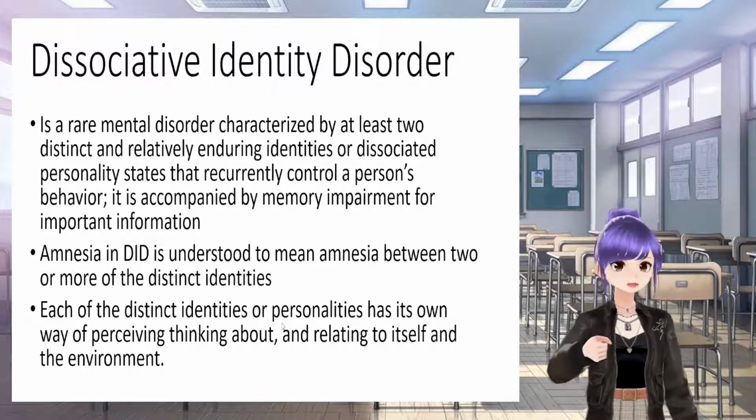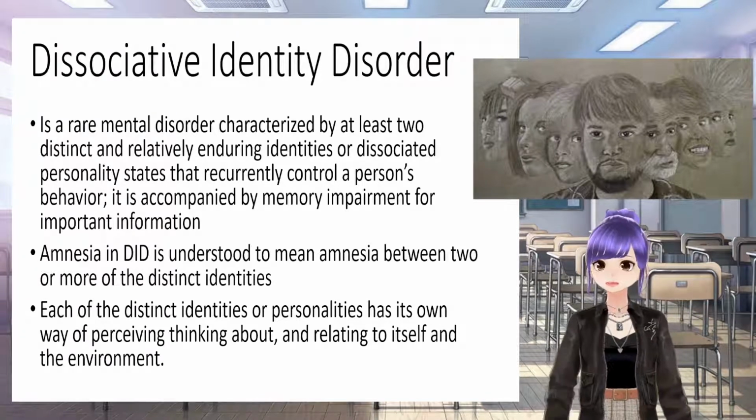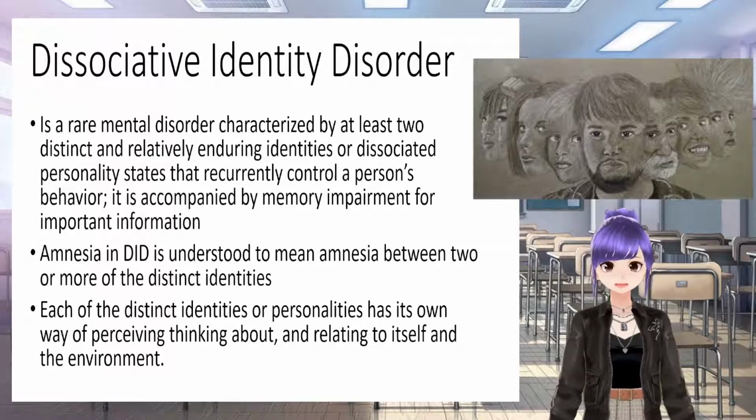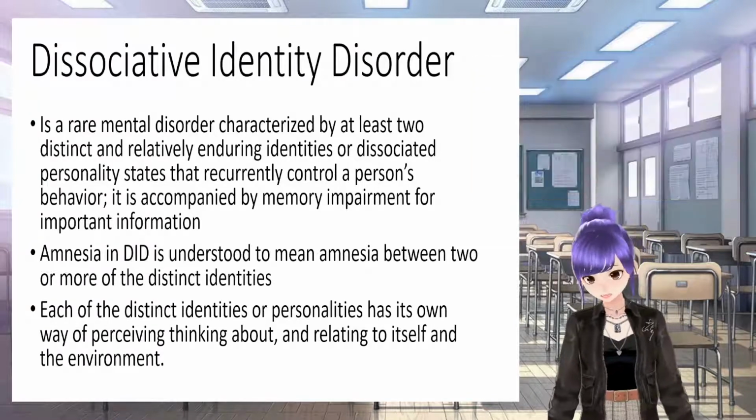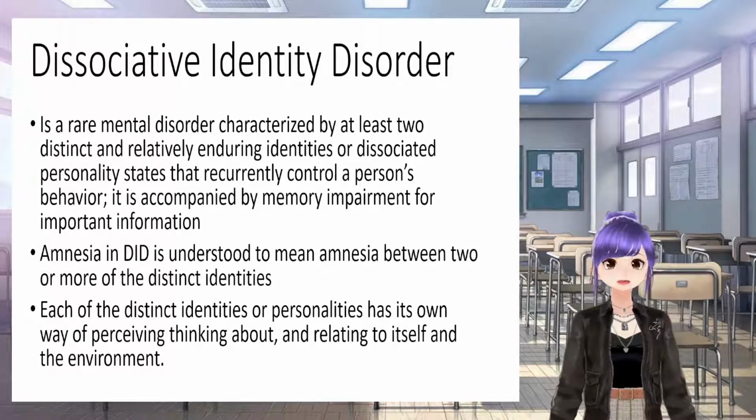And the first one is, of course, dissociative identity disorder. It is a rare mental disorder characterized by at least 2 distinct and relatively enduring identities or dissociated personality states that recurrently control a person's behavior. And it is accompanied by memory impairment for important information. Amnesia in DID is understood to mean amnesia between 2 or more of the distinct identities. The host alter will experience losing time in the present, and another alter takes the place of the host alter. Rarely is the host alter aware of the time lost.